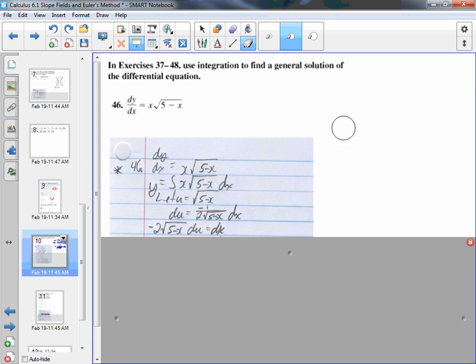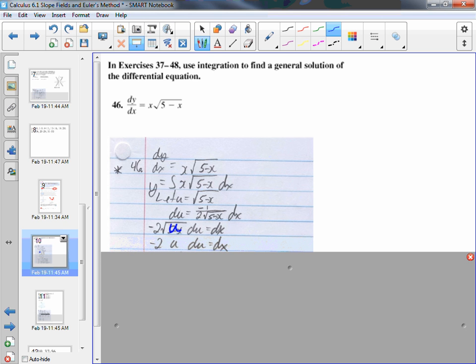It gets dx by itself, and what does it get on the left? Because it looks bad, right? You've got x's and du's, negative 2u. The square root of 5 minus x is u, so replace the square root of 5 minus x with u, and it's a negative 2u du. That's useful. That was the magic.